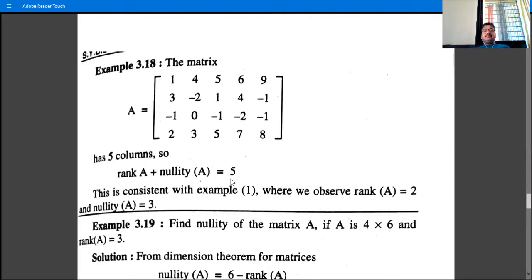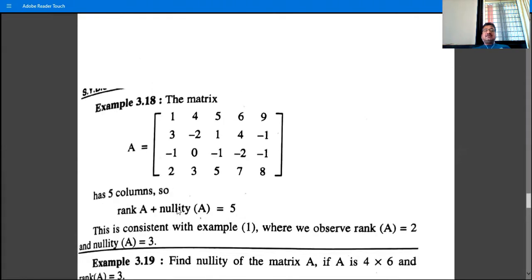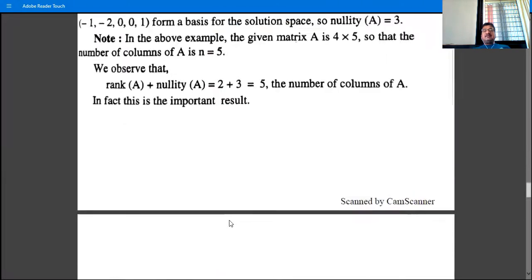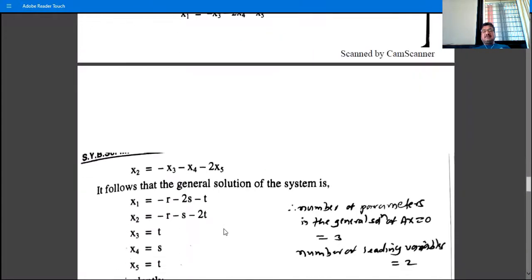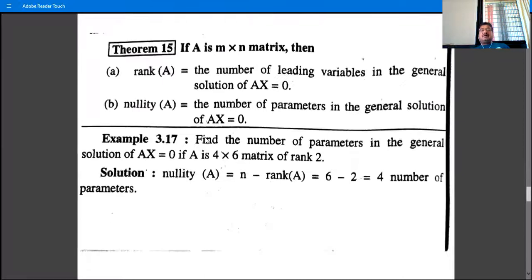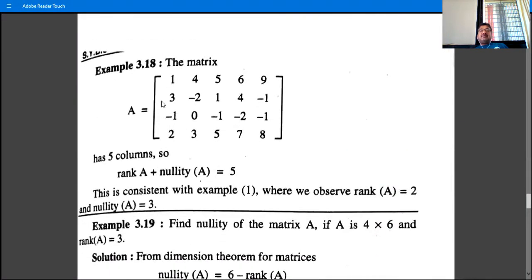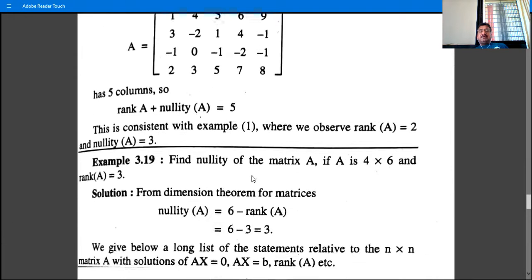In this matrix there are 5 columns, and so rank of A plus nullity of A is 5, and this is consistent with example 1, where we observe that rank of A is 2 and nullity of A is 3. This is the repetition of this example 1. So we observe that rank of the matrix A plus nullity of A is 5, that is the number of variables.